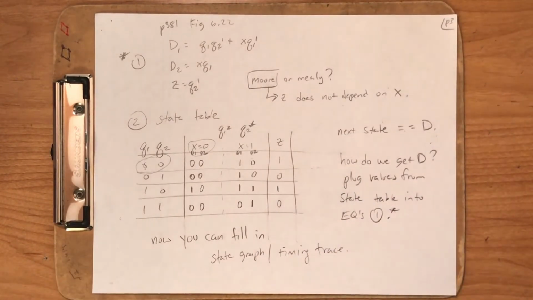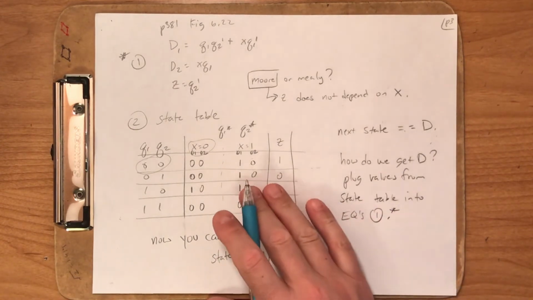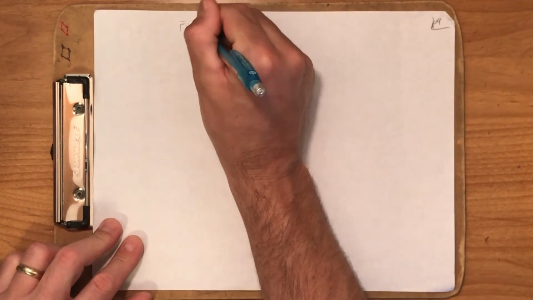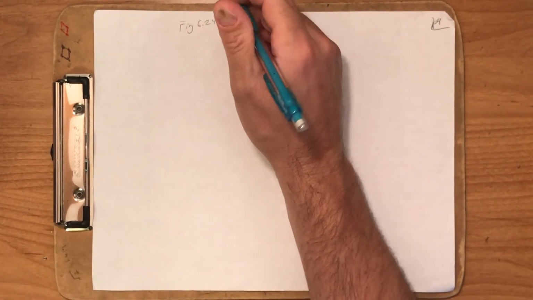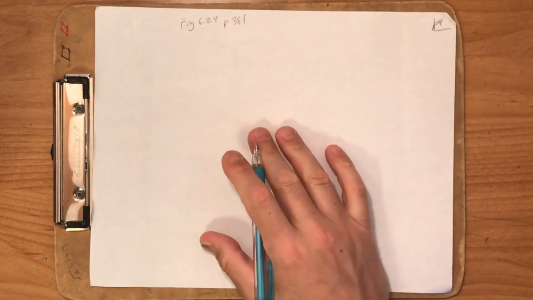And now you can fill out the state graph or the timing trace. All right, so as promised, let's look at a JK flip-flop example. And this will be our last example. This is figure 6.24 on page 381.